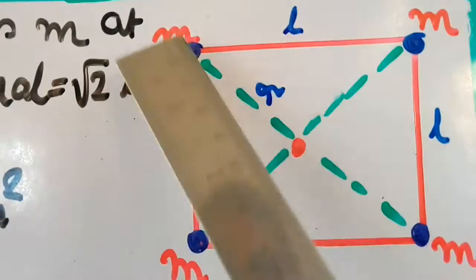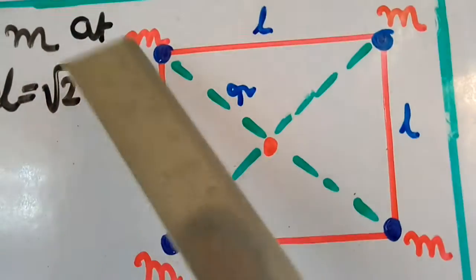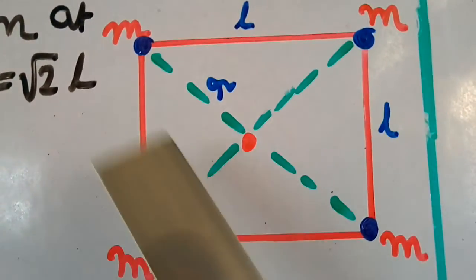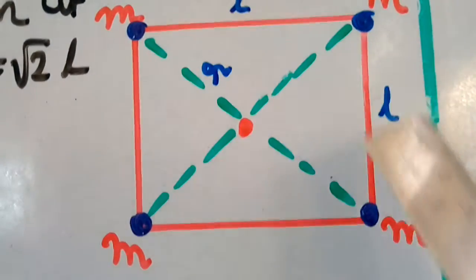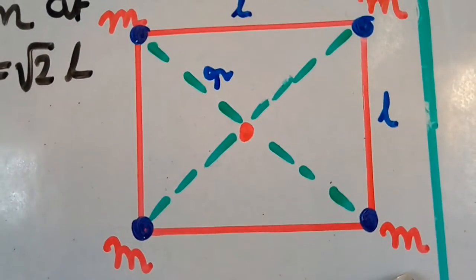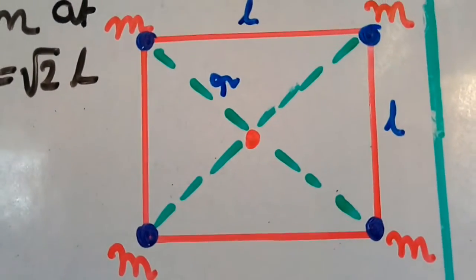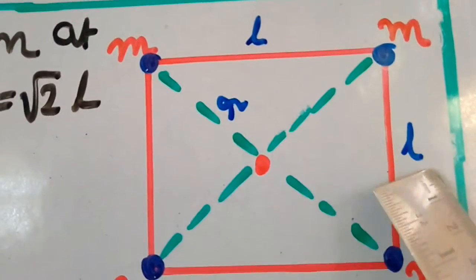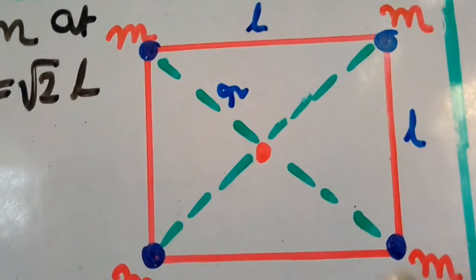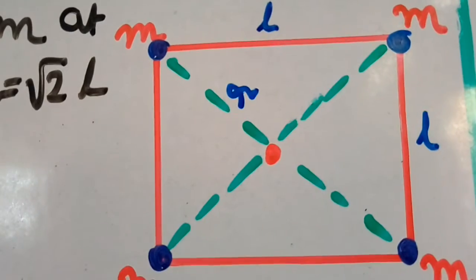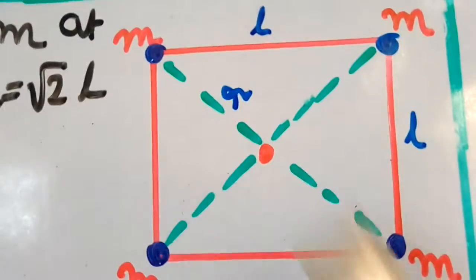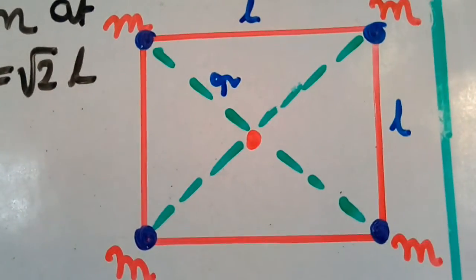If this length is L, this length is L, for the diagonal you can use Pythagoras. So L square plus L square is equal to the square of this side, so 2L square equals the diagonal squared. Here the diagonal is the hypotenuse, right? If you take this as a right angle triangle, this angle is 90 degrees. So L square plus L square is equal to hypotenuse square, so it will be 2L square equal to hypotenuse square. So you take the square root, and this diagonal, the hypotenuse, equals root 2 times L.